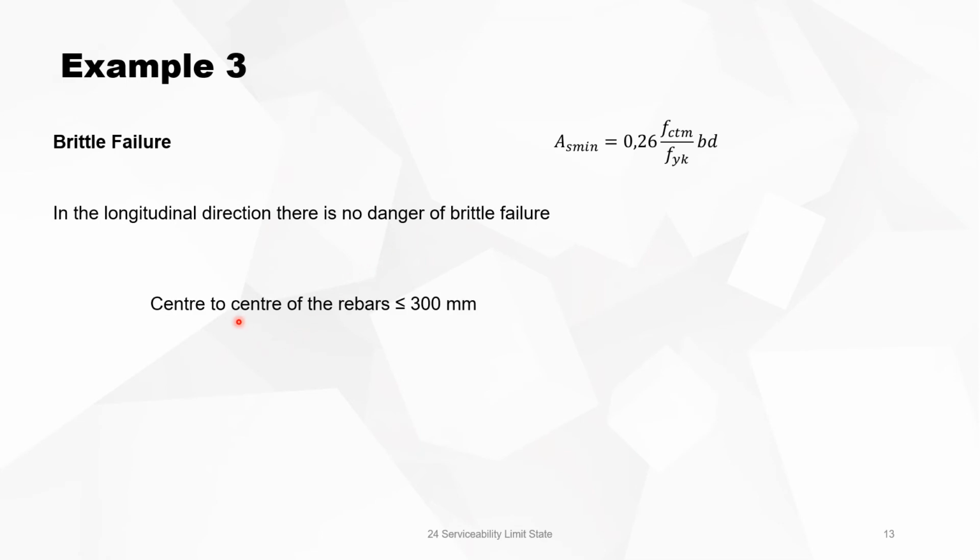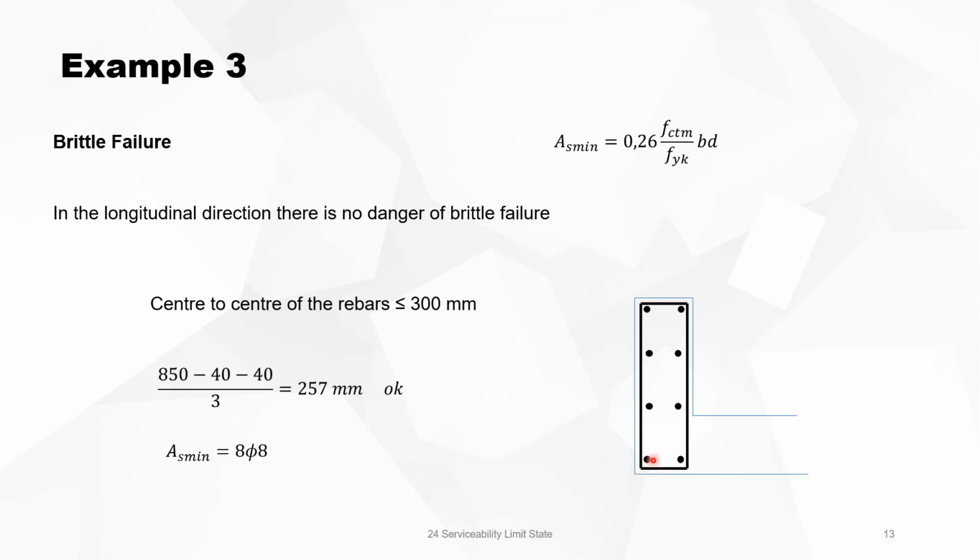We now will try to make a small sketch. This is the edge of the roof. We put the 8 diameters 8 around it, and we check that the maximum distance between 2 bars should always be less than 300 millimeters. So if we check this, we see it's 257, it's okay. If not, you have to put some extra bars in it, or use a smaller diameter with a larger number of bars.